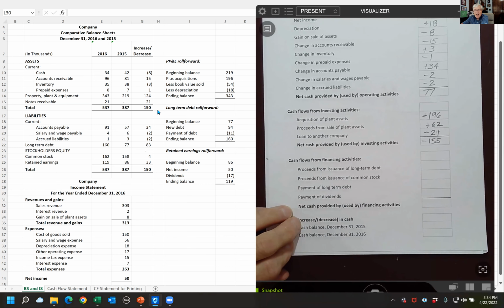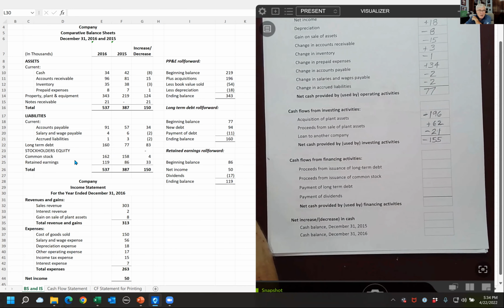And so now we're down into financing. That's related to long-term debt and equity. So what happened to long-term debt? Let's go look forward on the balance sheet. It went from 77 to 160, an $83,000 increase.